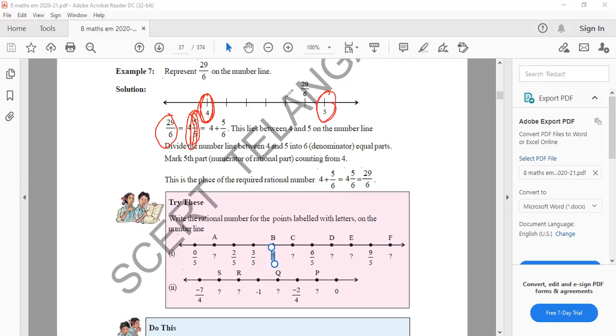5 by 6 means first make it a total of 6 parts. 1, 2, 3, 4, 5, 6 parts. 6 parts, and the 5th position is this position. Okay. This you can write directly as 29 by 6, or else you can write 4 5 by 6. You write this as 4 plus 5 by 6. Like that you can do it.